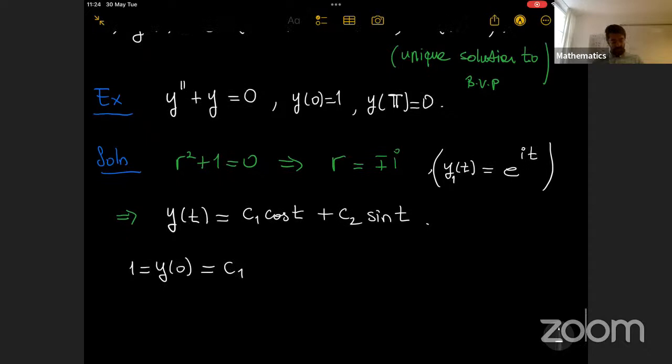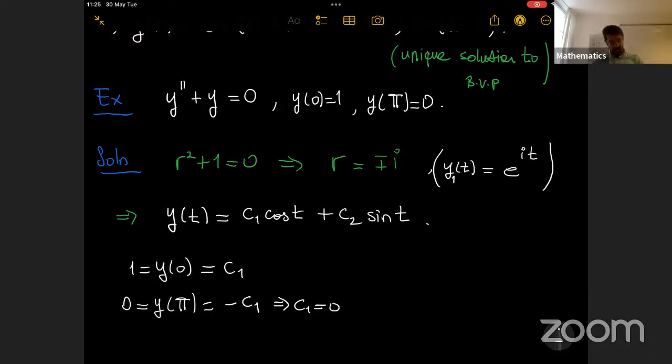But if you plug in pi, you will get 0, right? Y(pi). Again, now cosine pi is what? Minus 1. So minus c1. Sine pi is 0. So we get that. From this, c1 is equal to 0.